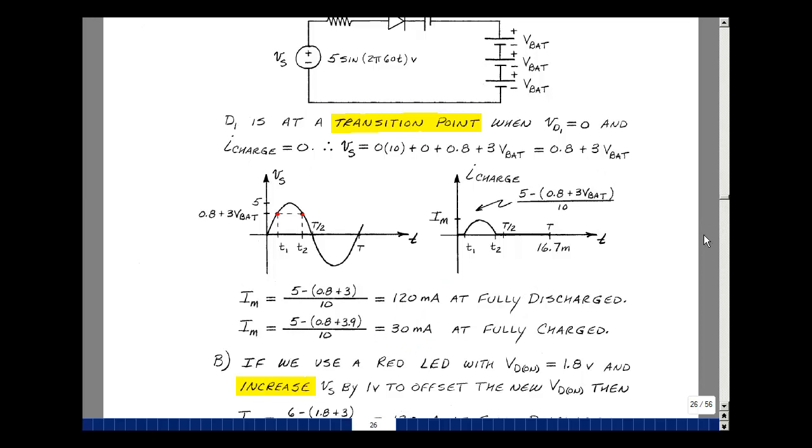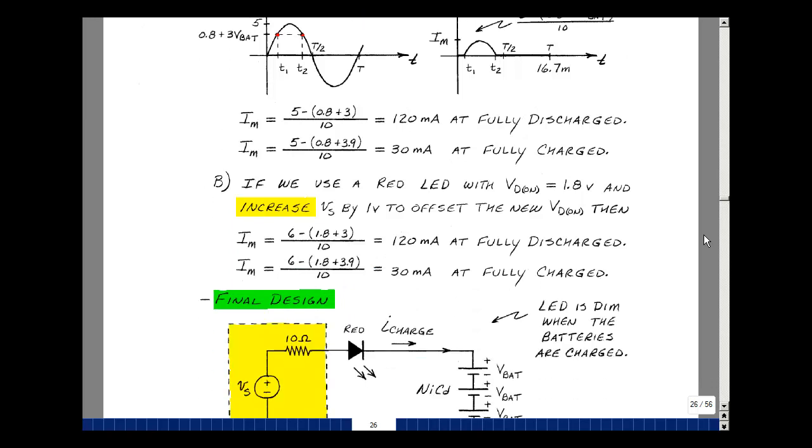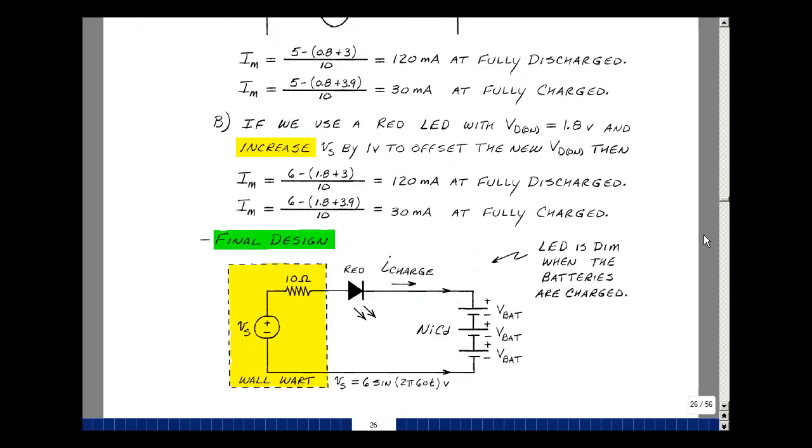Let's see if we could add an LED in place of the diode so that we'd have a visual indicator when we're charging and when we're basically fully charged. I'll use a red LED, and in Supplemental Problem 210 we said that was about 1.8 volts. This is 1 volt higher than the diode we had. I need to increase the voltage source V_S by 1 volt to keep the same current levels. Make this a 6 volt wall wart, and then if you solve for the current like we did above, it's going to be 6 minus the quantity 1.8 plus 3, and 6 minus the quantity 1.8 plus 3.9. So we get the same currents again. And here's my final design.